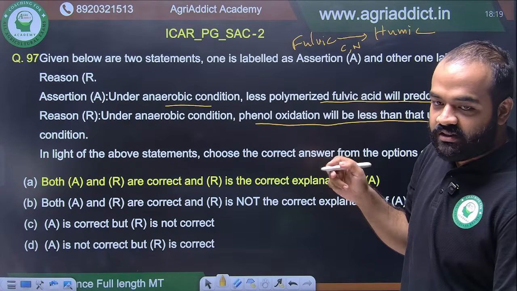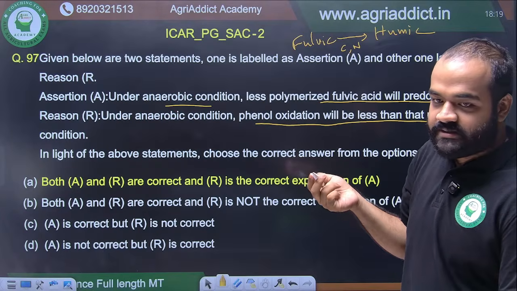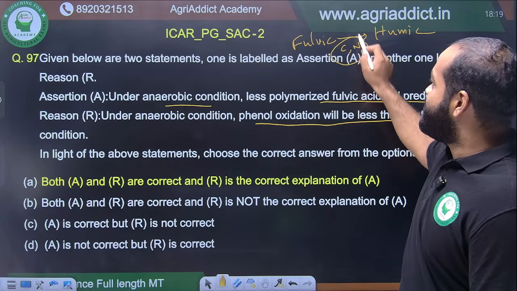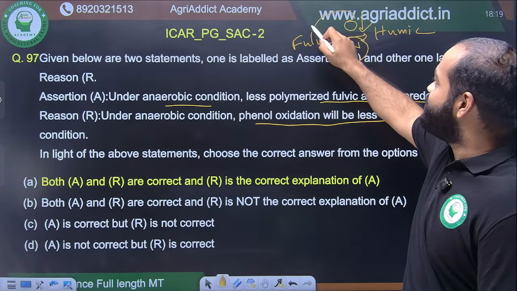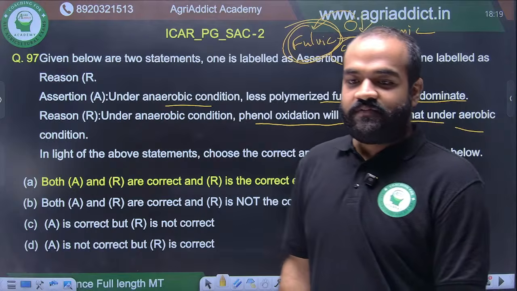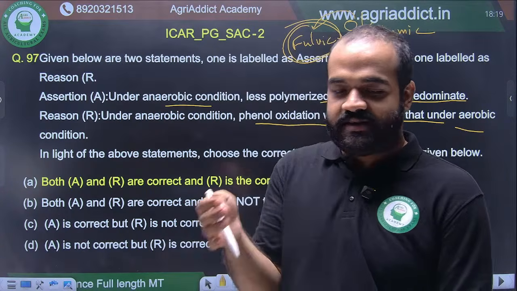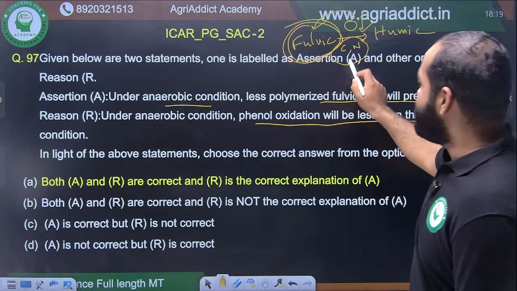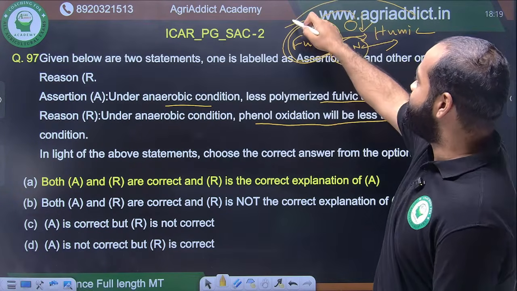The molecular weight definitely increases, we all know. Increase, yes. But the amount of oxygen decreases. Amount of oxygen is more in fulvic, right? Amount of oxygen is more in fulvic. If you go and see that table of the composition of fulvic acid and humic acid, carbon and nitrogen increase from fulvic to humic, but oxygen increases from humic to fulvic.